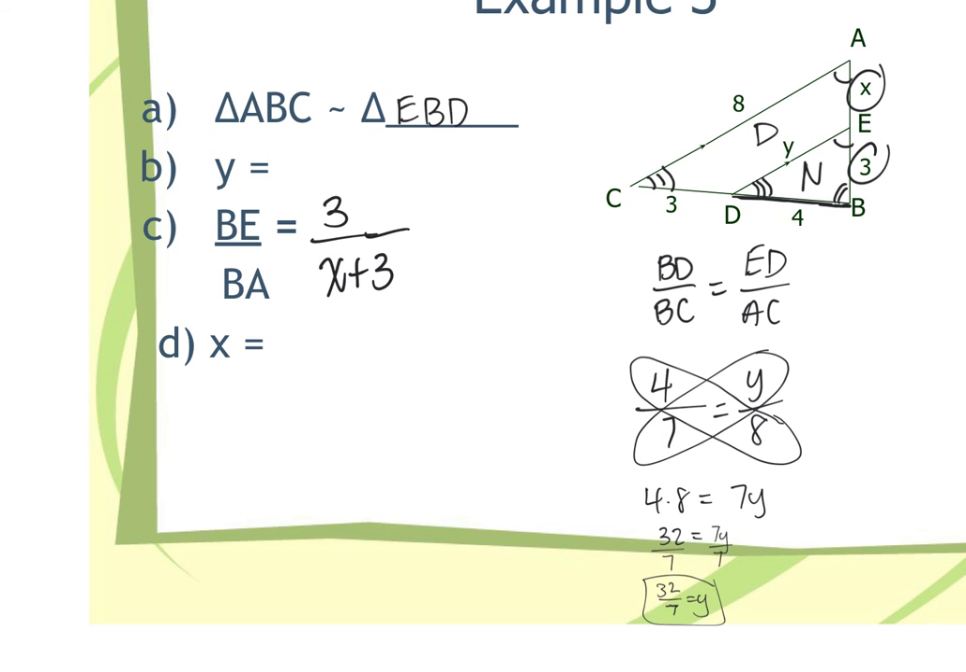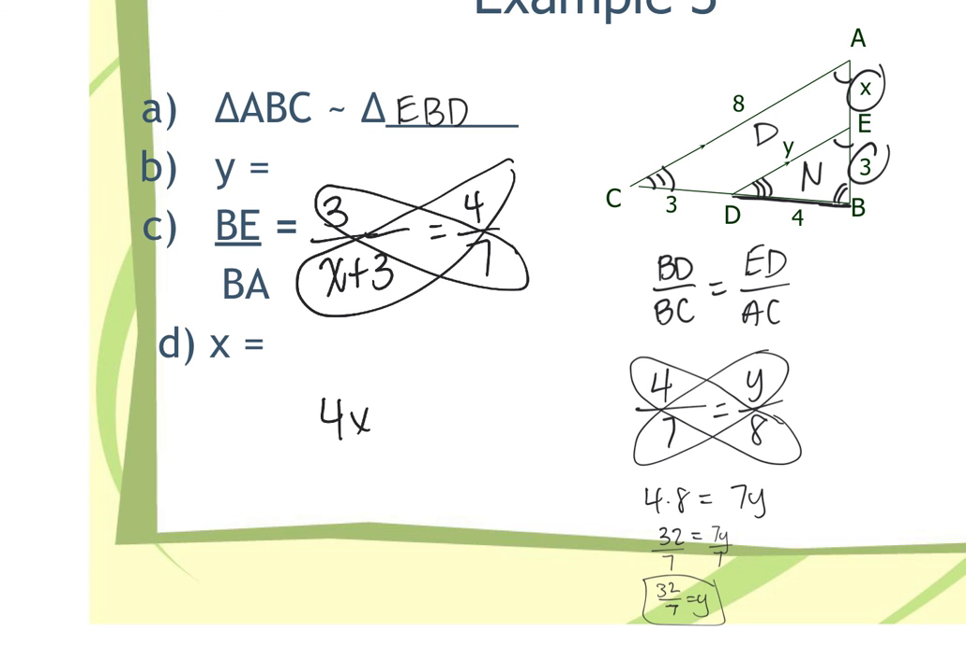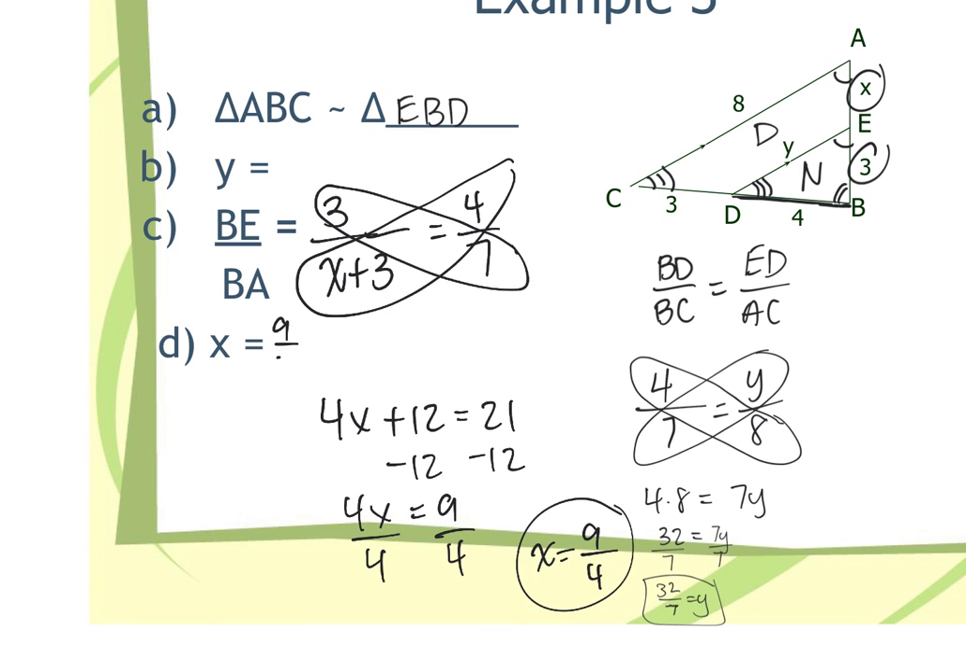Well, we have to set this also equal to what? BD over BC, or our scale factor, which is 4 over 7, right? Once we set these equal to each other, we cross multiply. We're going to get 4x plus 12 equals 21. You subtract 12 from both sides. You get 4x equals 9. Divide by 4, divide by 4. x equals 9 over 4. And I forgot to put y up here. It was 32 over 7.